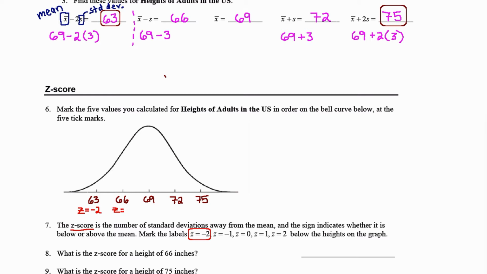66 would be z equals -1. 69 would be right on the mean, so z equals 0. Then, of course, we're 1 standard deviation above the mean, and we are 2 standard deviations above the mean. So z equals 2 is where we end.